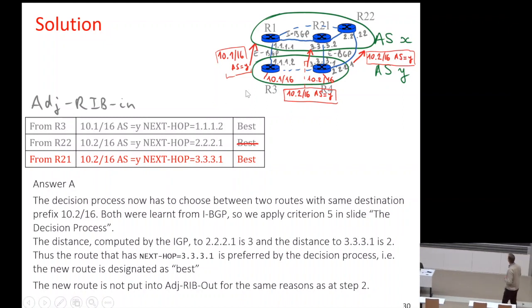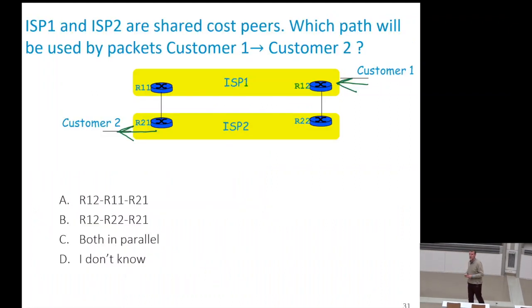So here, assuming OSPF gives the same weights, in any case, R21 is closer to R1 than R22. So this one is further away than that. 221 is further away than 331, so R1 will change its mind and pick this one here, the one that is closer. In summary, R1 had two ways to go to this destination, one via this leg, another via this one, and it picked the closer one, which makes sense. So this is how BGP will make its decision.